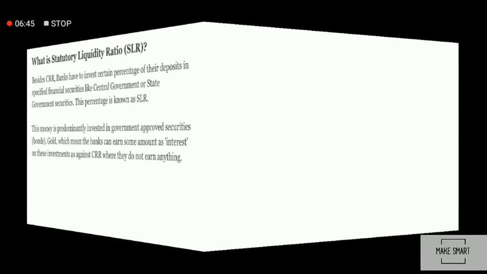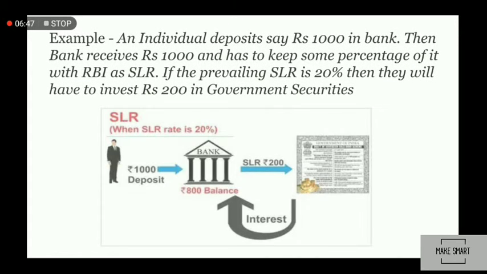Now, next is an example. An individual deposits, say, 1000 in a bank, then the bank receives 1000 and has to keep some percentage of it as SLR. If the prevailing SLR is 20%, then they will have to invest 200 in government securities. If SLR is 20%, it means if you deposit 1000 rupees in the bank, 20% means 200 rupees, and they have to invest that 200 in government securities.